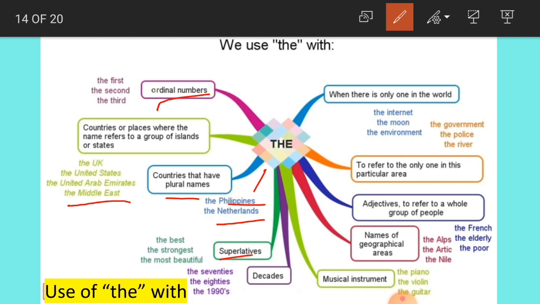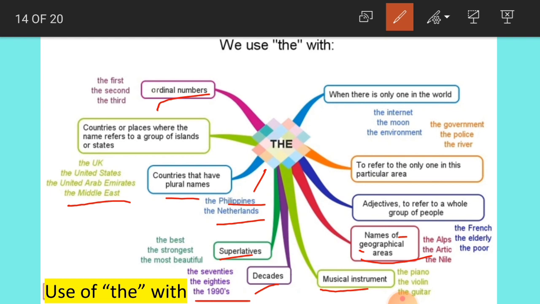Okay children, again decades, if you see here, like the 70s, the 80s, the 1990s, the 20s. So even that is referred to with the. Musical instruments, before musical instruments also you have to put the. And names of geographical areas, like the Nile river, the Arctic Ocean, the Alps mountains. These are geographical areas like rivers, mountains, plateaus.